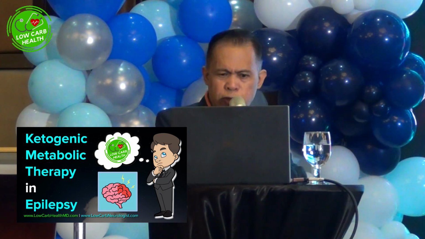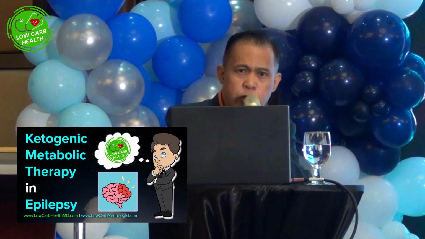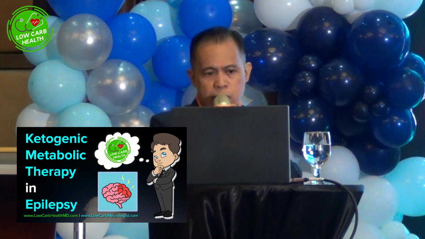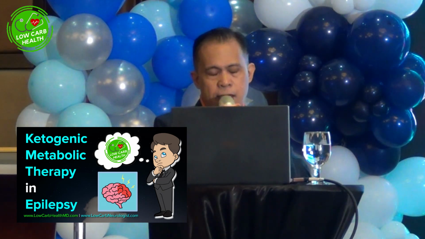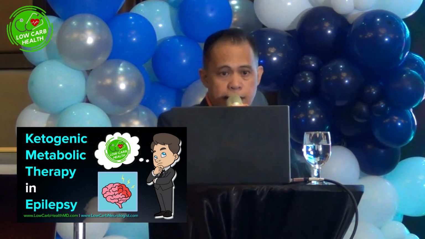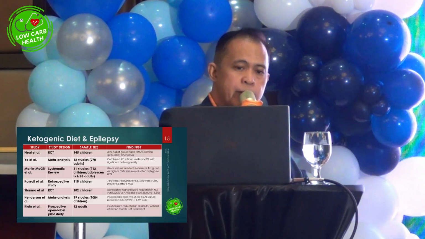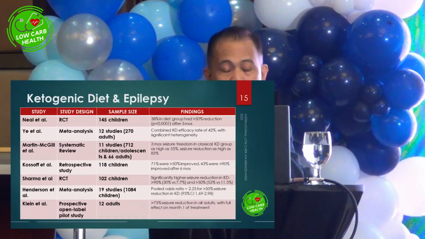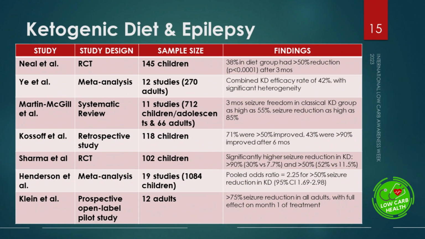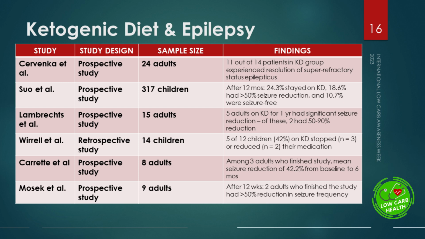For 1 century, because Dr. Russell Wilder of the Mayo Clinic started the ketogenic diet for epilepsy in the 1920s. In fact, there are already many meta-analyses and randomized controlled trials to prove this. You can ask the pediatric neurologist here. Okay, so I wouldn't go into the details of this.